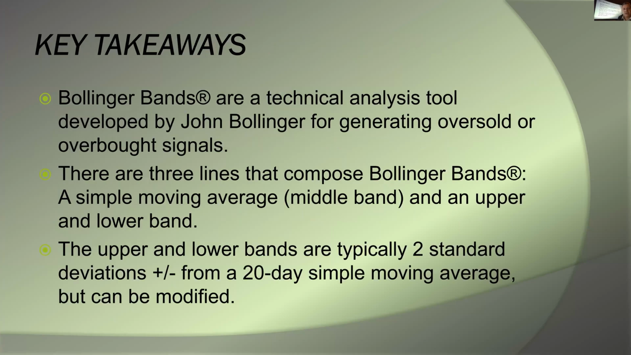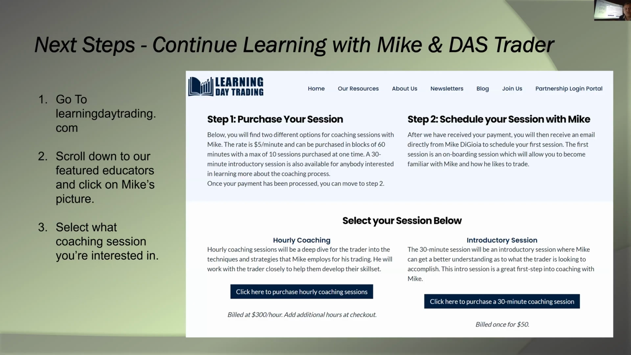All right, so some key takeaways about Bollinger Bands. Bollinger Bands are a technical analysis tool developed by John Bollinger for generating oversold and overbought signals. There are three lines that compose Bollinger Bands: a simple moving average, the middle band, and the upper and lower band. The upper band is typically 2 standard deviations away from the 20-day simple moving average. And we already learned about moving averages previously. The Bollinger Band is kind of a combination that uses standard deviations as well as the moving averages all rolled up into one.